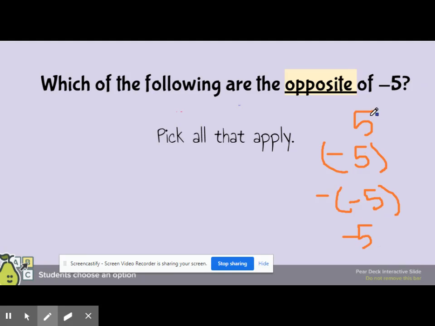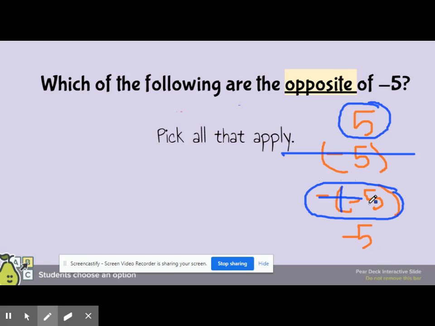Okay, so this is negative, so I need the positive. 5 is the opposite of -5. This is just a -5. It's the same, not the opposite. The opposite of a -5, 2 minuses make a plus. This one's the opposite because it's really a positive 5 in disguise. -5 and -5 simply match. You should have picked the first and the third.